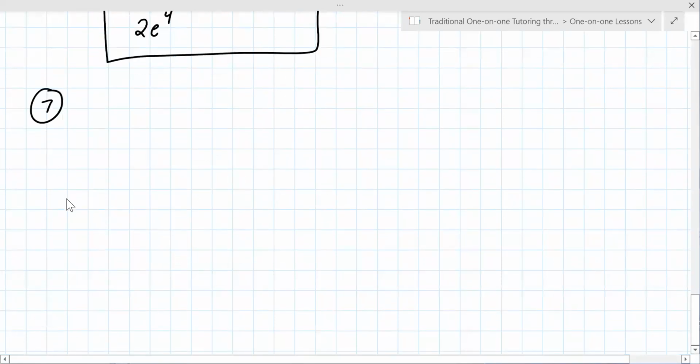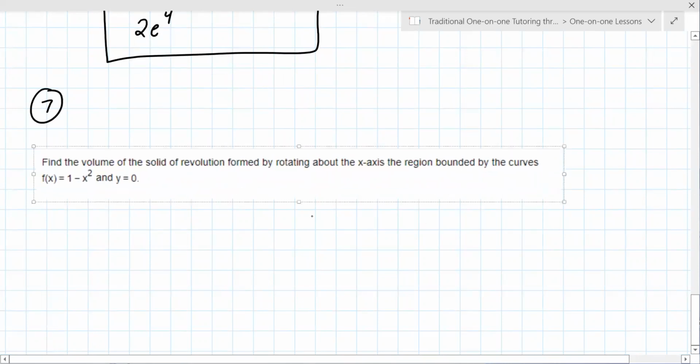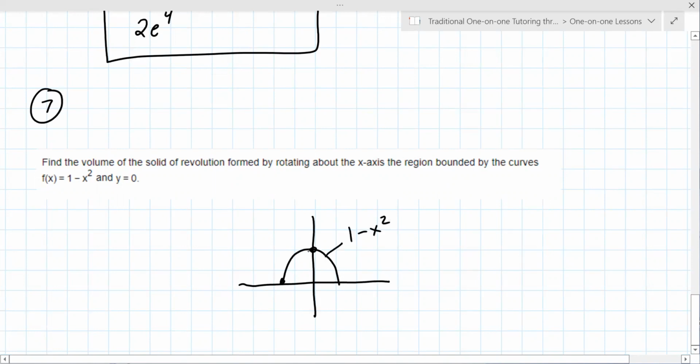All right, so number 7 here. One of the things students really get frustrated with is that they don't remember how to graph these things, and that's where they really struggle. So this is 1 minus x squared here, and you're revolving it around the x-axis again. So it's some sort of maybe a sphere.